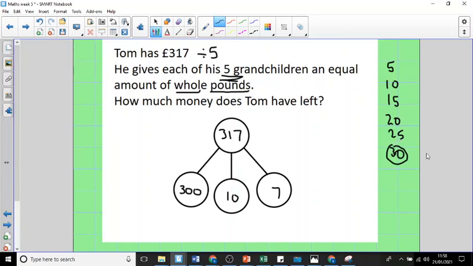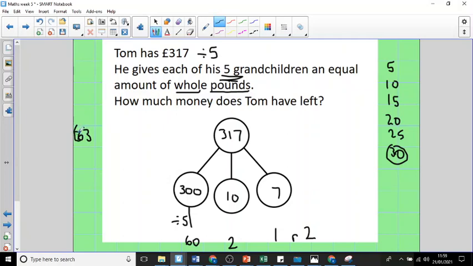If I had 30 and I divided it by 5, I would get 6, but I've got 300, so this will be 60. Then I've got 10 divided by 5, which I know really easy is 2 5s, so that will be 2. And 7 divided by 5, I would get 1 5, and then a remainder of 2. So I can see here that each of the grandchildren would have got 63 pounds, and they would be whole pounds.